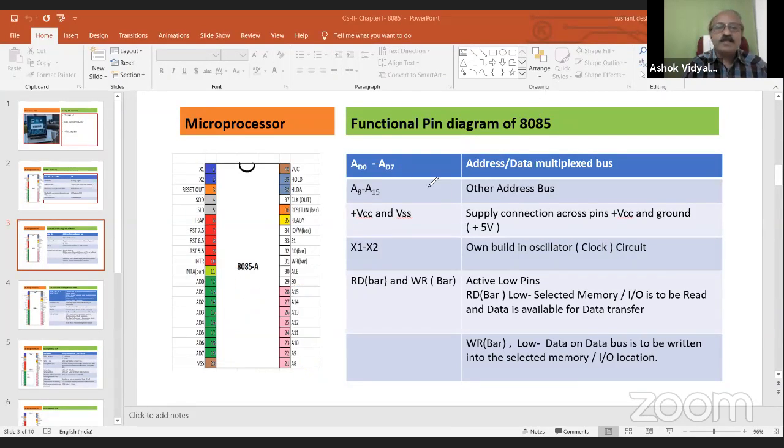So remember guys, whenever there is a memory location, we require 16 lines. Whenever we want to put data, we require 8 lines. Clear? I hope this is clear to you.